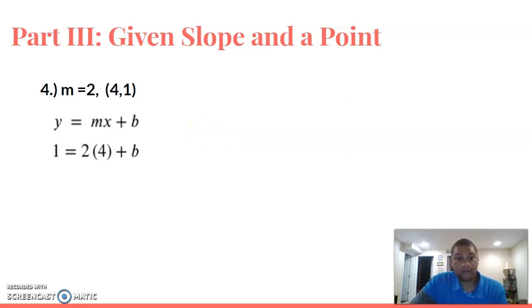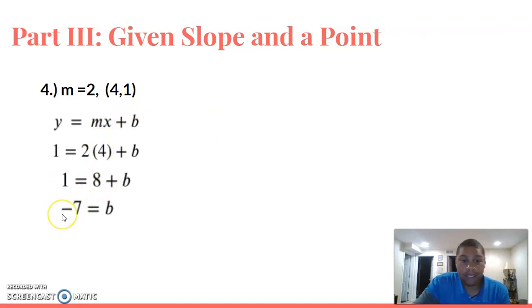So how do we solve this equation? Simplify the right side, multiply 2 and 4 to get 8. Subtract 8 from both sides, and we get b equals -7. Okay, 2 times 4 is 8. Subtract 8 from both sides. 1 minus 8 is -7. b is -7. Okay. Once we've done that part, we're right back where we were on the previous examples.